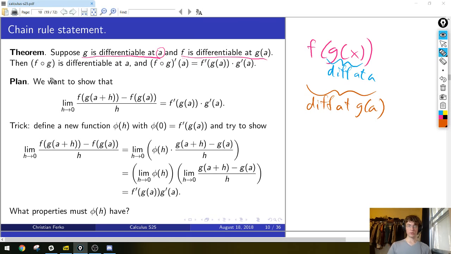The conclusion of the theorem is that the composite, f composite g, is differentiable at a, and the derivative, f composite g prime at a, is f prime of g of a times g prime of a. Okay, the proof is hard. This one requires some creativity.